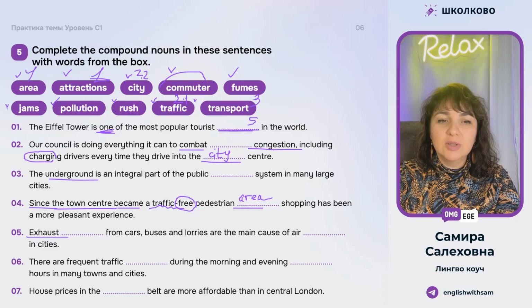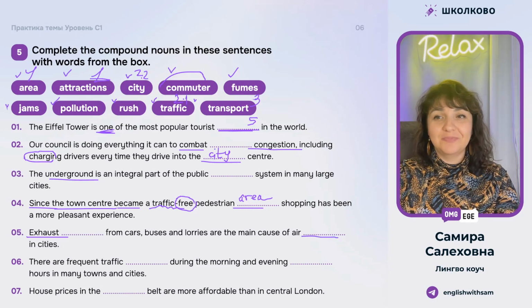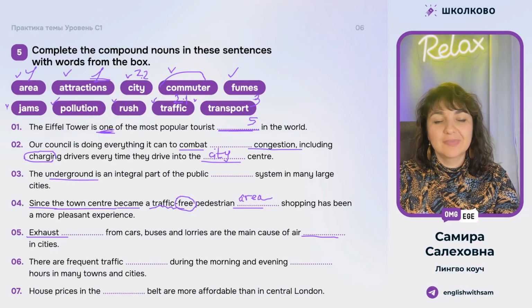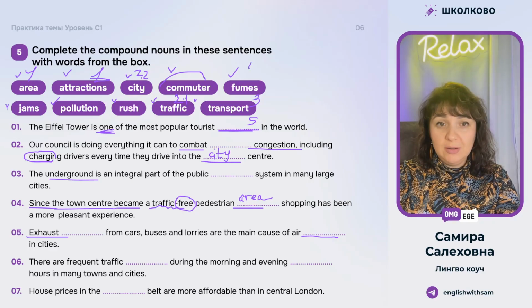Exhaust from cars, buses, and lorries are the main cause of air in cities. So, exhaust, what? Fumes, выхлопные газы, right, exhaust fumes, of air pollution, right, air pollution, yay.